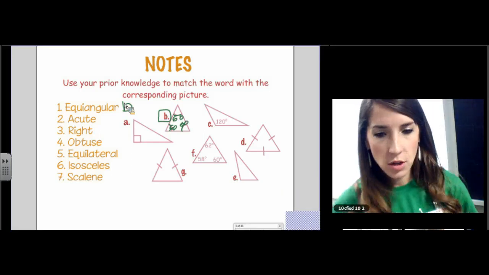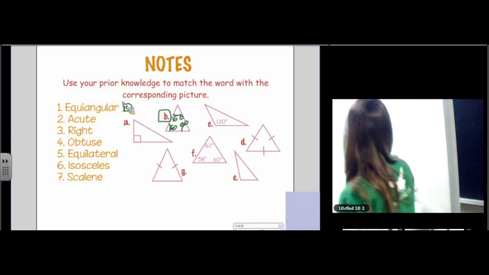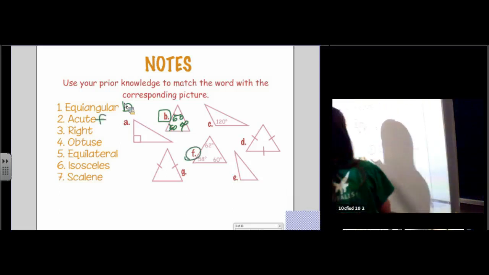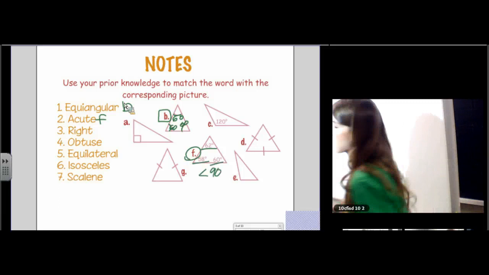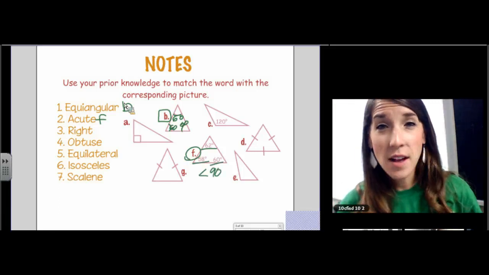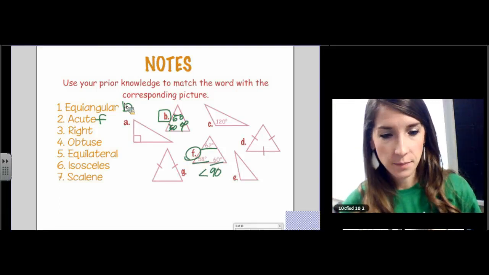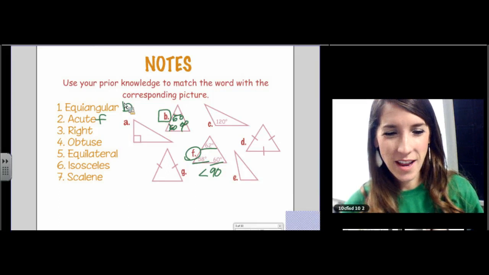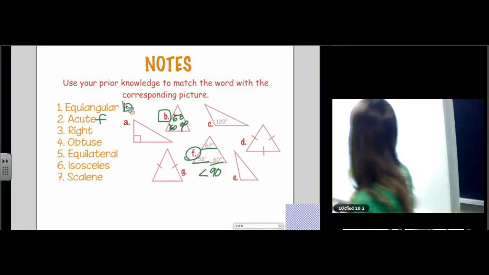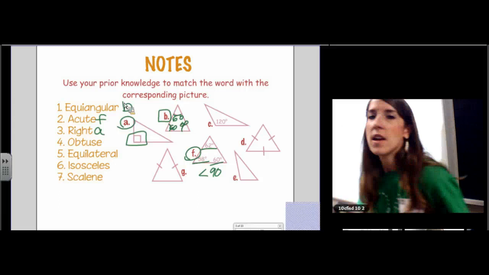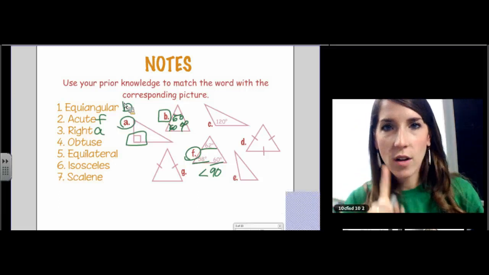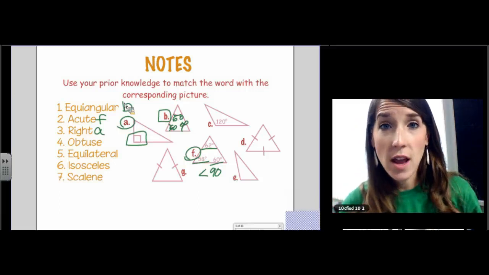Okay, name the triangle that is acute. Very good. F is acute because all three angles are less than 90 degrees. All three angles measure less than 90 degrees. Number 3 is ridiculously easy, right? A for number 3, that is a right triangle. It only takes one angle of a triangle to make it a right triangle.